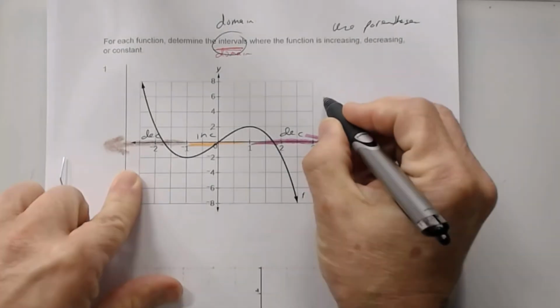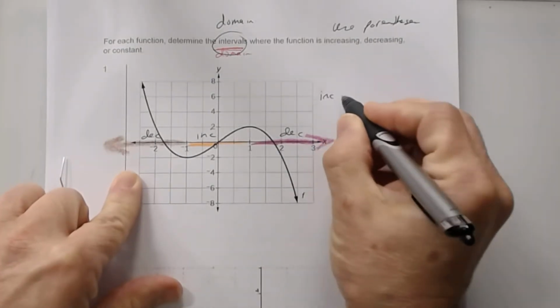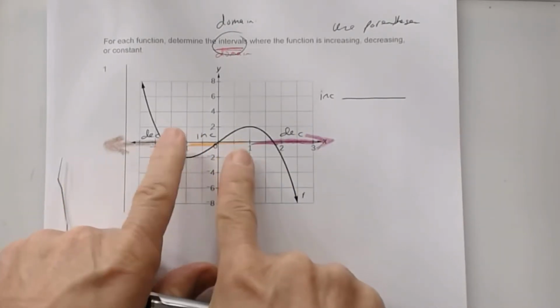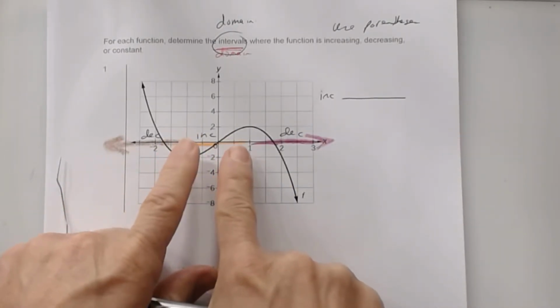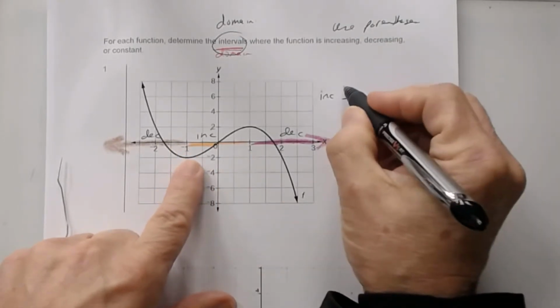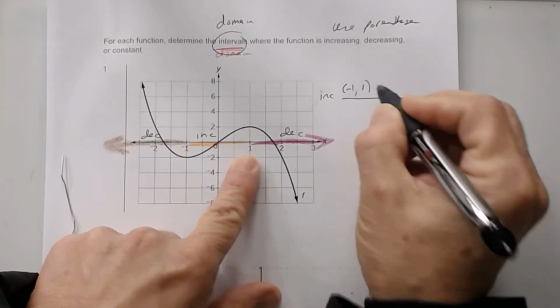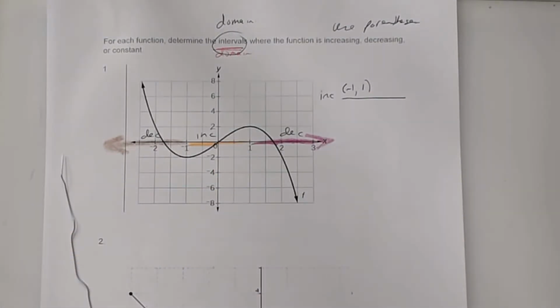So you're going to say increasing, and then the interval. So let's see, it's increasing in how many places? How many intervals? One. It's going from where? -1 all the way to what? 1. Notice the parentheses. You must use parentheses. When you talk about increasing, decreasing, or constant, those are open intervals. Open intervals, so use parentheses.